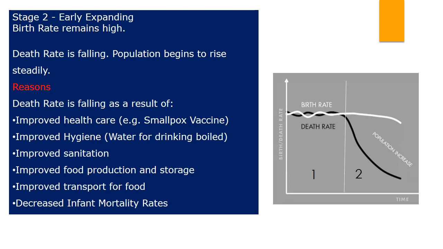The reason is that the death rate is falling as a result of improved health care. We had vaccination for smallpox; a lot of vaccination came into existence only in this period. Improved hygiene: boiled water for drinking, and we understood the awareness of being clean and neat and keeping our environment neat. Improved sanitation, improved food production and storage, improved transportation for food, and decreased infant mortality rate. Since awareness has come in, the infant mortality rate has decreased.